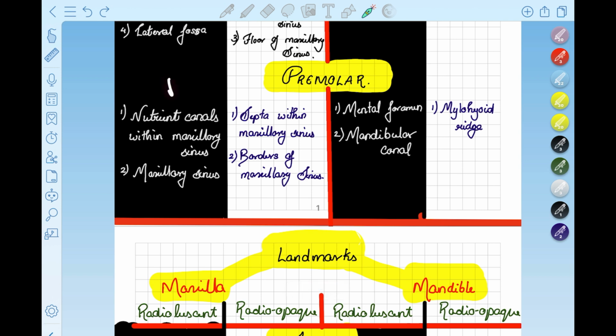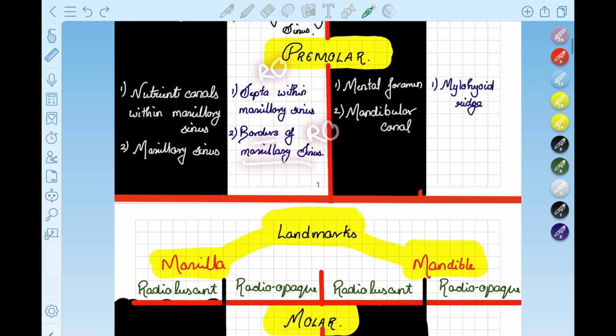In the premolar region, the radiolucent structures seen are nutrient canals within maxillary sinus. As it is a canal, it will contain fluid or some other thing, so it will not be shown in the radiograph, so it will appear radiolucent. Also the maxillary sinus again appears radiolucent. The radio-opaque structures are septa within maxillary sinus, a bony part which divides the maxillary sinus, so it will appear radio-opaque, and borders of maxillary sinus, same, they will appear radio-opaque.